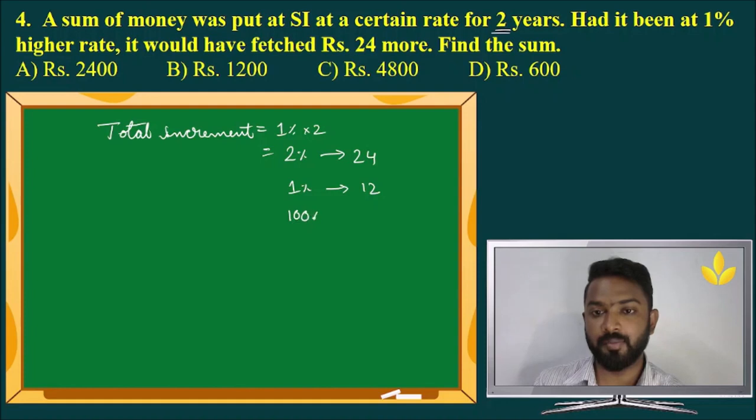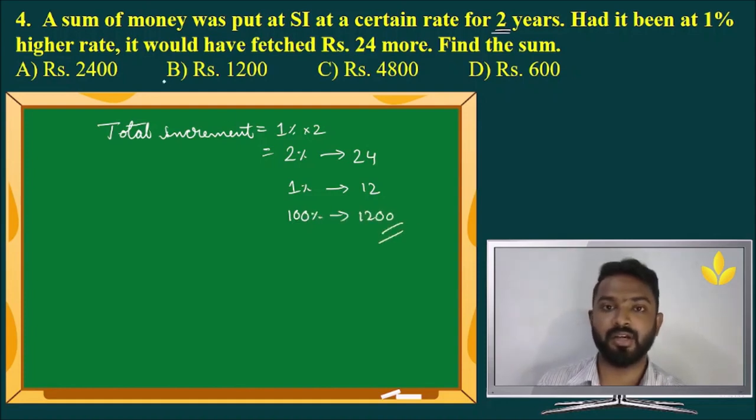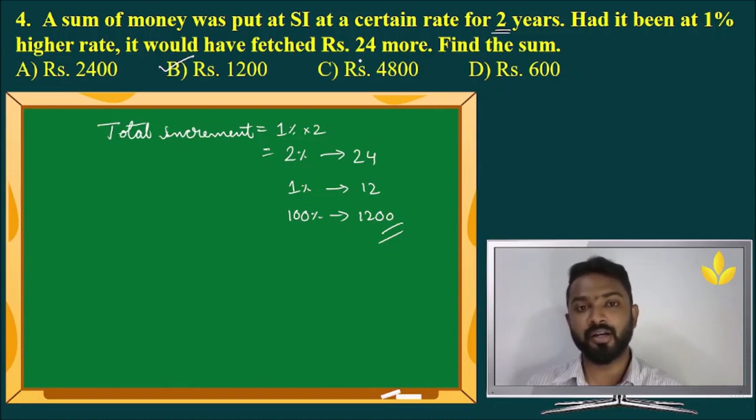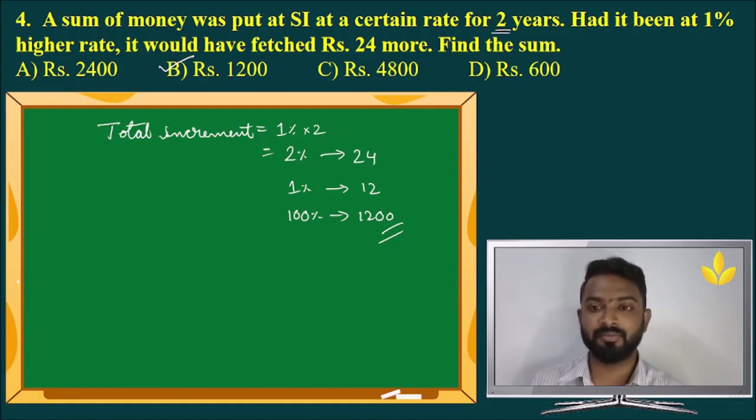So 100% is 1200 rupees. Answer is B. That's it. It's just that simple. A lot of people make mistakes. They forget about the 2 years. They get 1% is 24. So 100% is 2400. That is why A is given in the options.